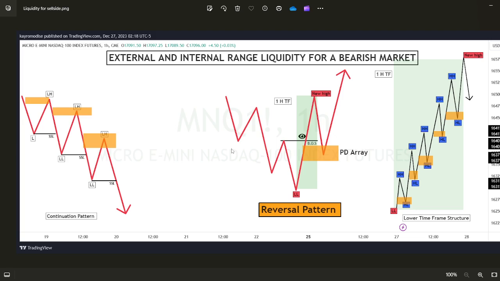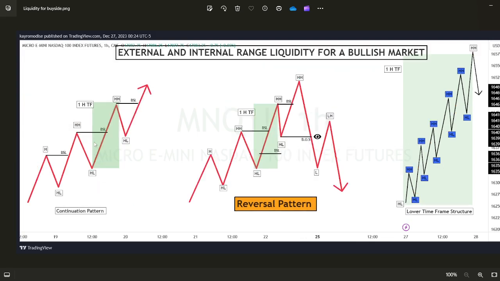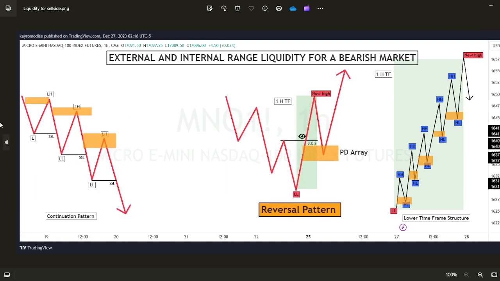Everything in an opposite direction. We can clearly see, and please look here. I didn't want to show you the entries for buy, but I will show you on the next slide because it was going to clutter. Look at this. The price is moving down. We are creating lower lows and lower highs. Then the price moves up to take out the liquidity.